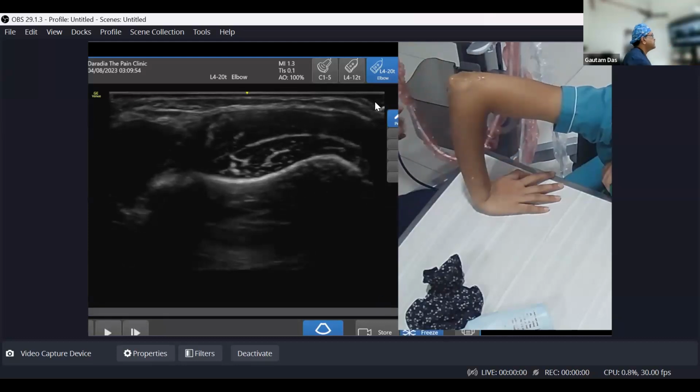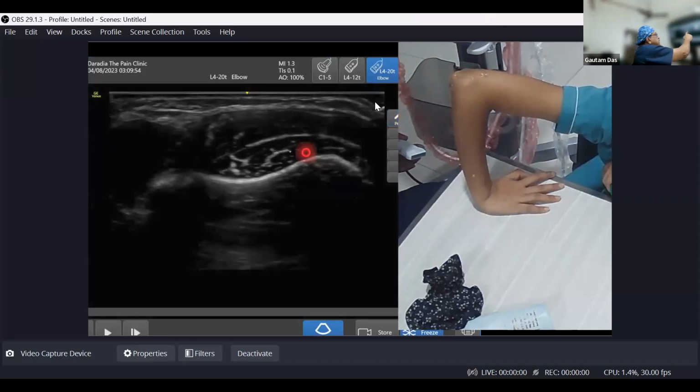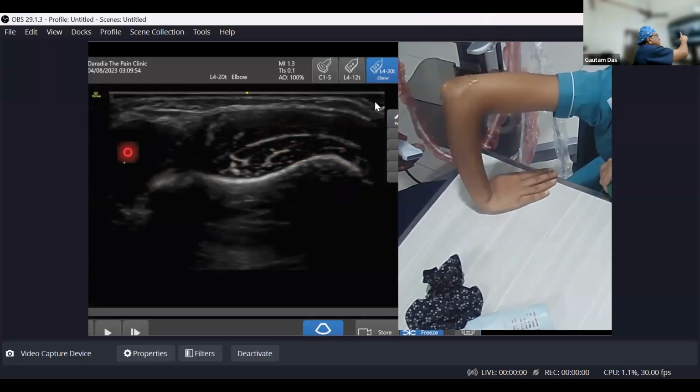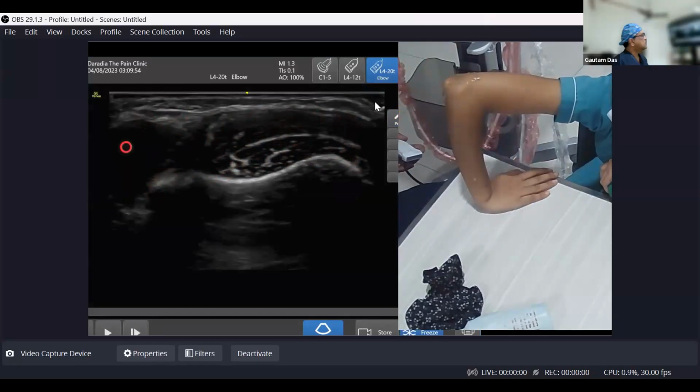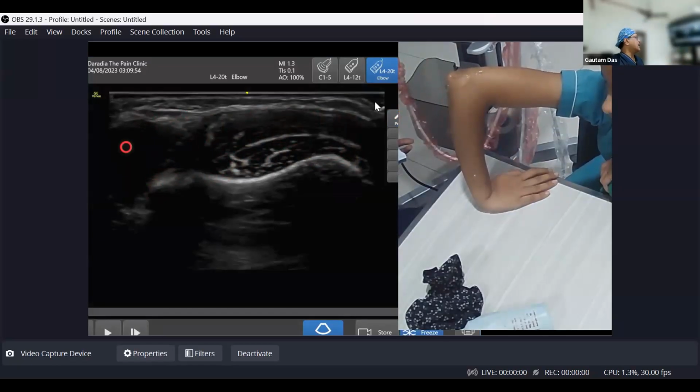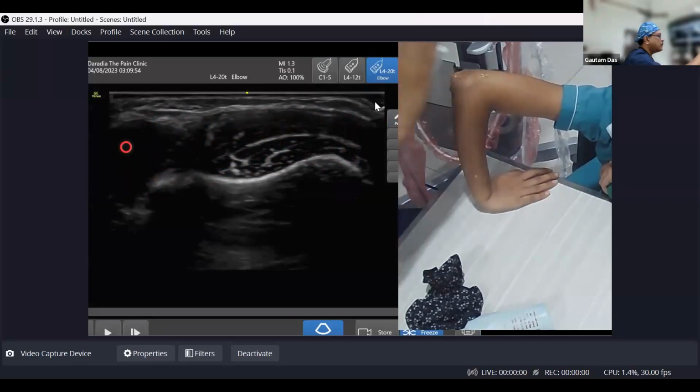Okay, let me see here. So this part, from here to here, is your medial head. This is your lateral head, and this is your long head. So medial is the whole below, and then the lateral head and long head. Long head is medial. So this is in the short axis. And the bursa and injection I have shown you.